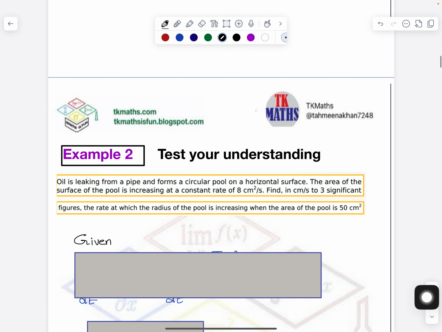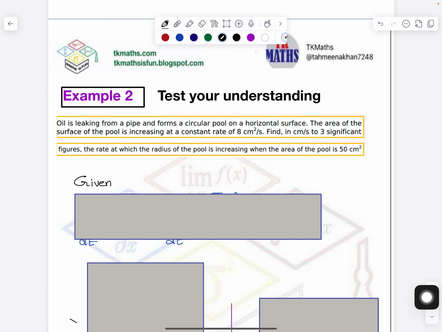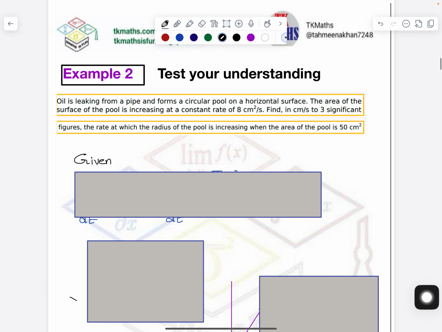Now you can try this question. I have already solved it here. I'll show you the solution. You can put the video on pause and see it. But I am not giving you time because I want to make the video short. Now in this question, oil is leaking. I want to see which is the shape of the diagram or the figure we are talking about.